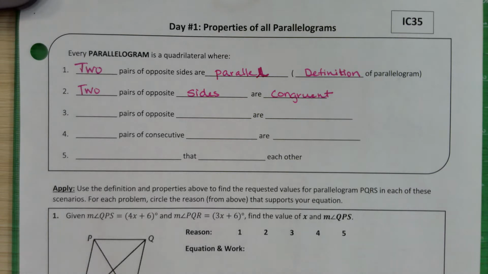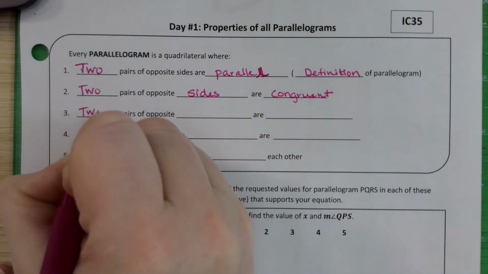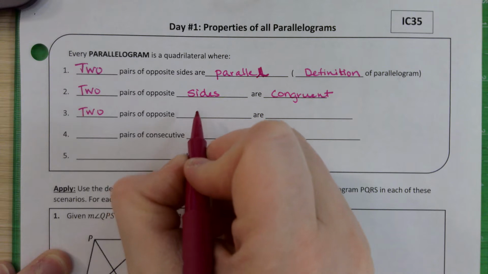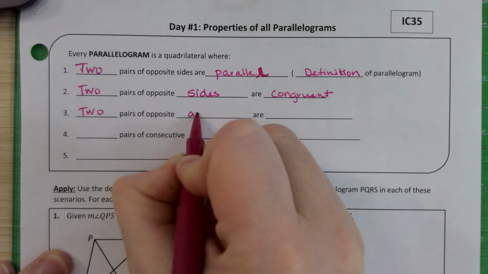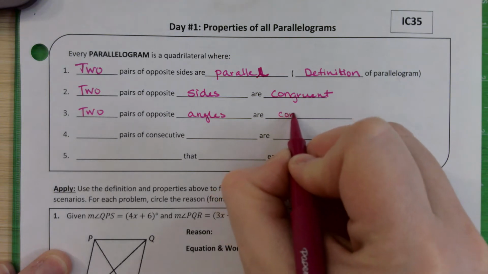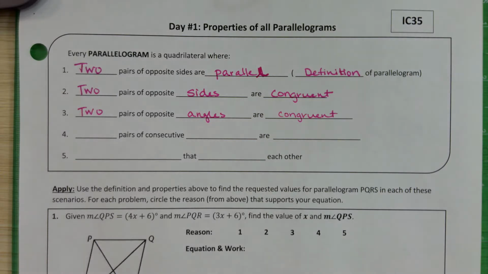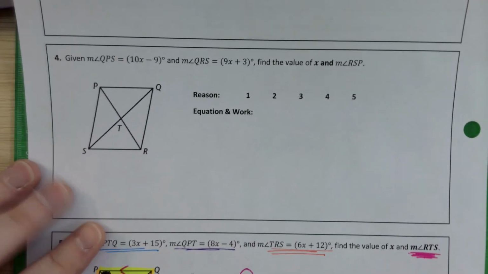This example is about the third property of parallelograms, where we have two pairs of opposite angles that are congruent. This is looking at, on the back side, example number 4. Apologize, I was going to say 3, but it's reason number 3. So we are looking at this here.